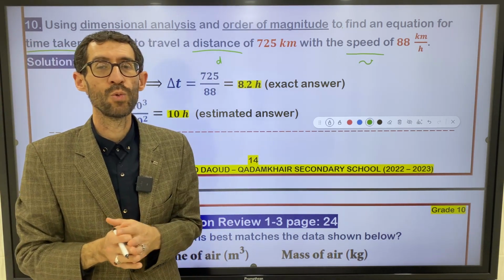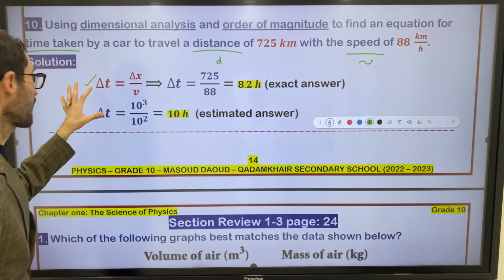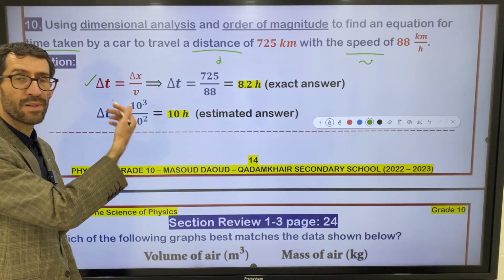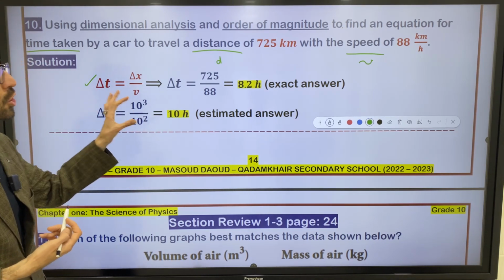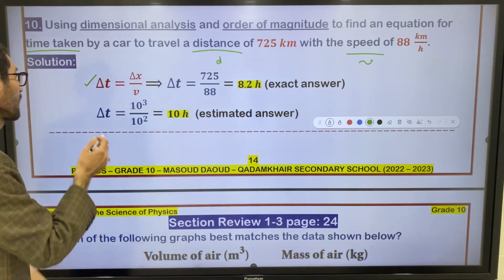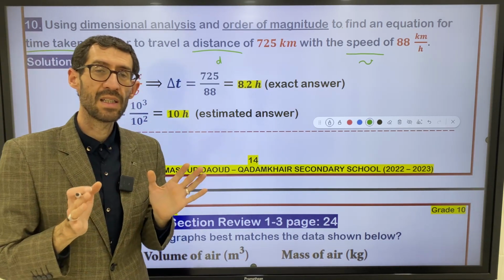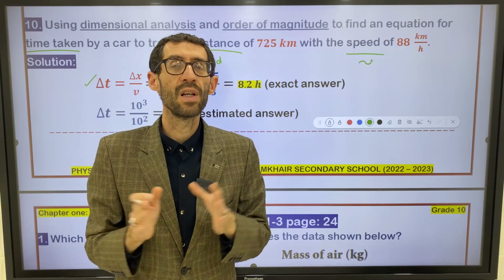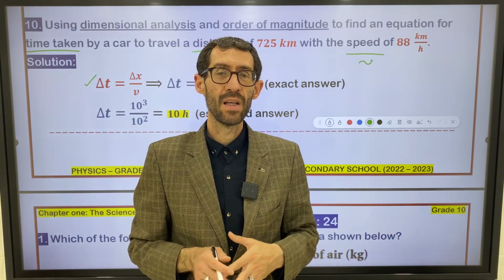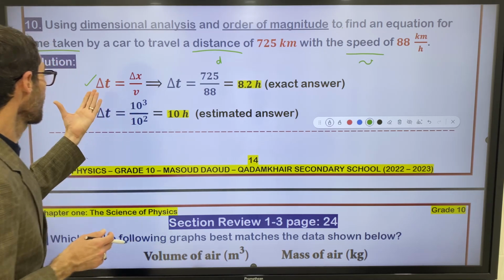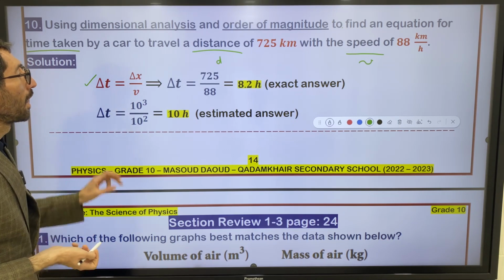Maybe you don't get it in one trial. You try once and twice to get this rule. Delta t is equal to delta x over v. Why do we use this equation? If you try multiplication, if you say delta t is equal to delta x times v, the dimensions are not consistent. The left side of the equation does not coincide with the right side. That's why this is the true rule: delta t is equal to delta x over v, right?